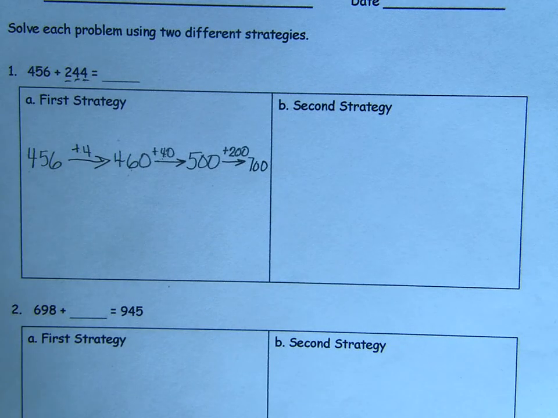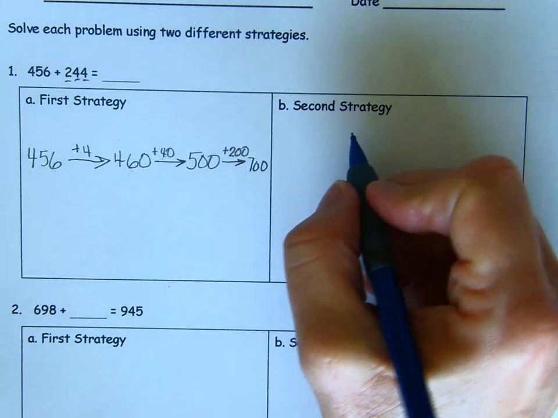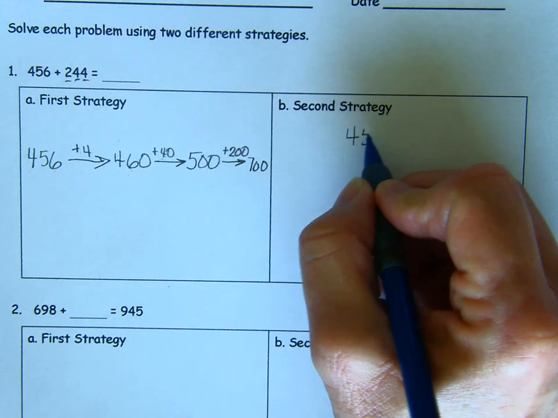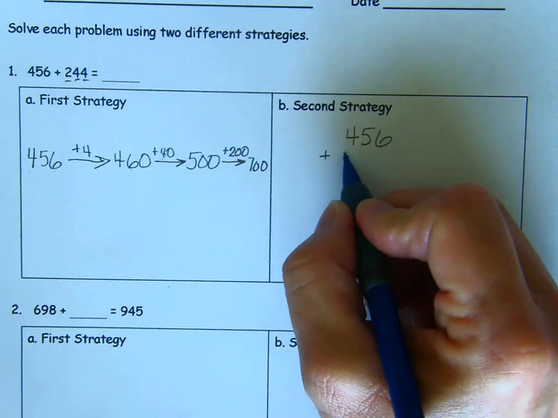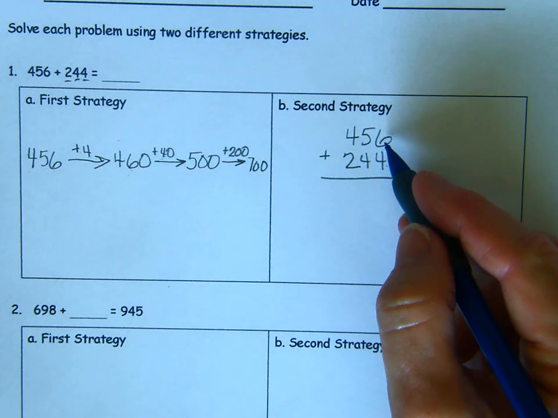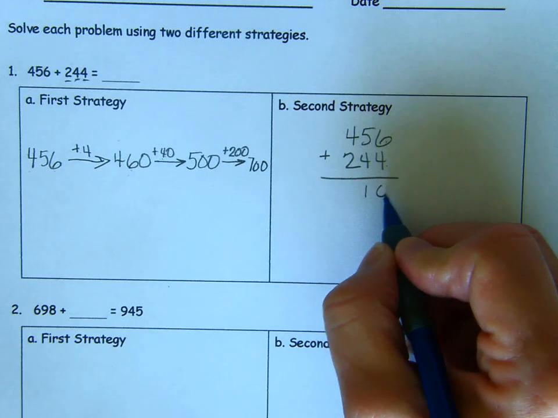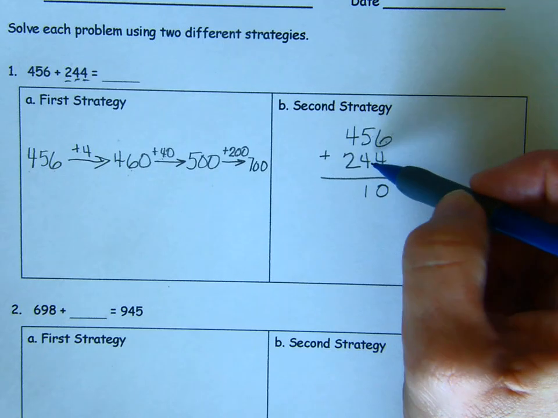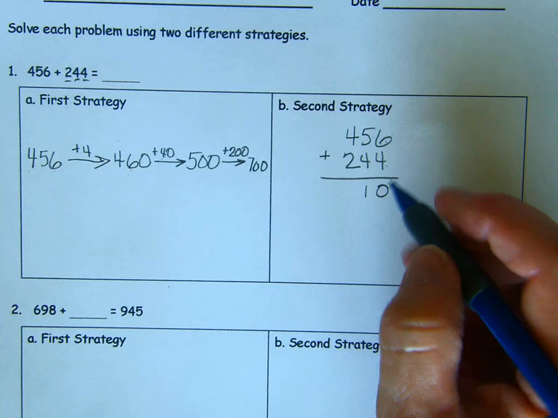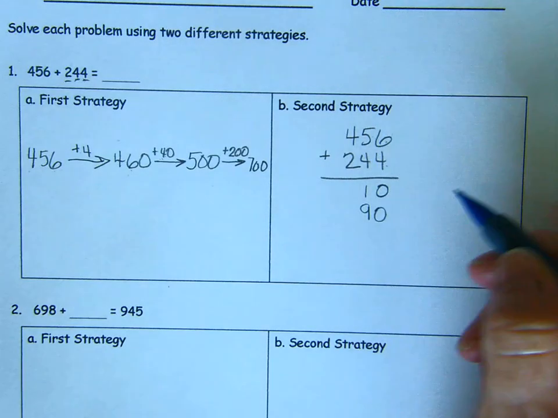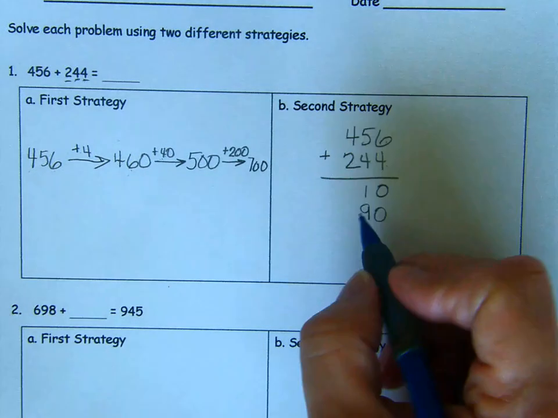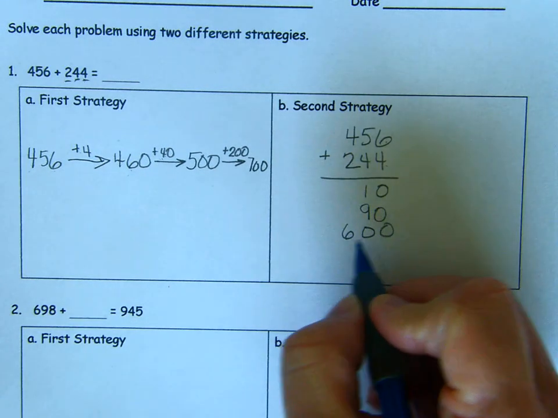So for my next one, maybe, I will do my favorite way. I'm going to do totals below. So 456, lining up carefully, 244. I'm going to start with my ones. 6 plus 4 is 10. 5 tens plus 4 tens is 9 tens. 9 tens is 90. And then I just have my hundreds. 4 hundreds plus 2 hundreds equals 6 hundreds.